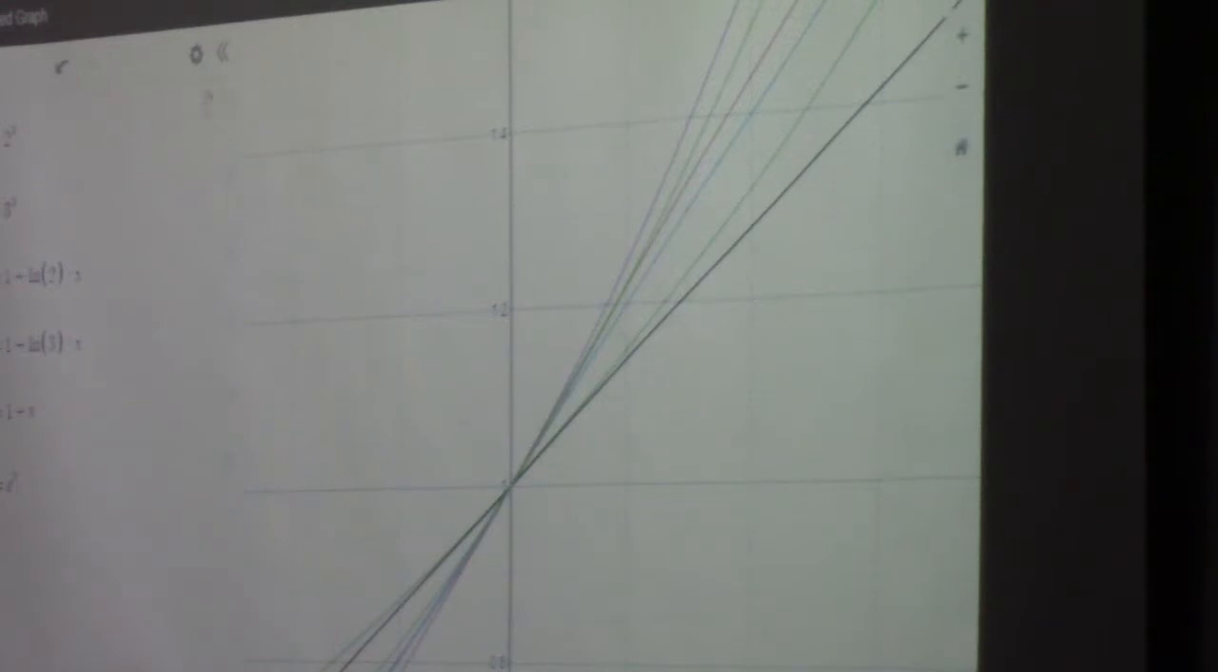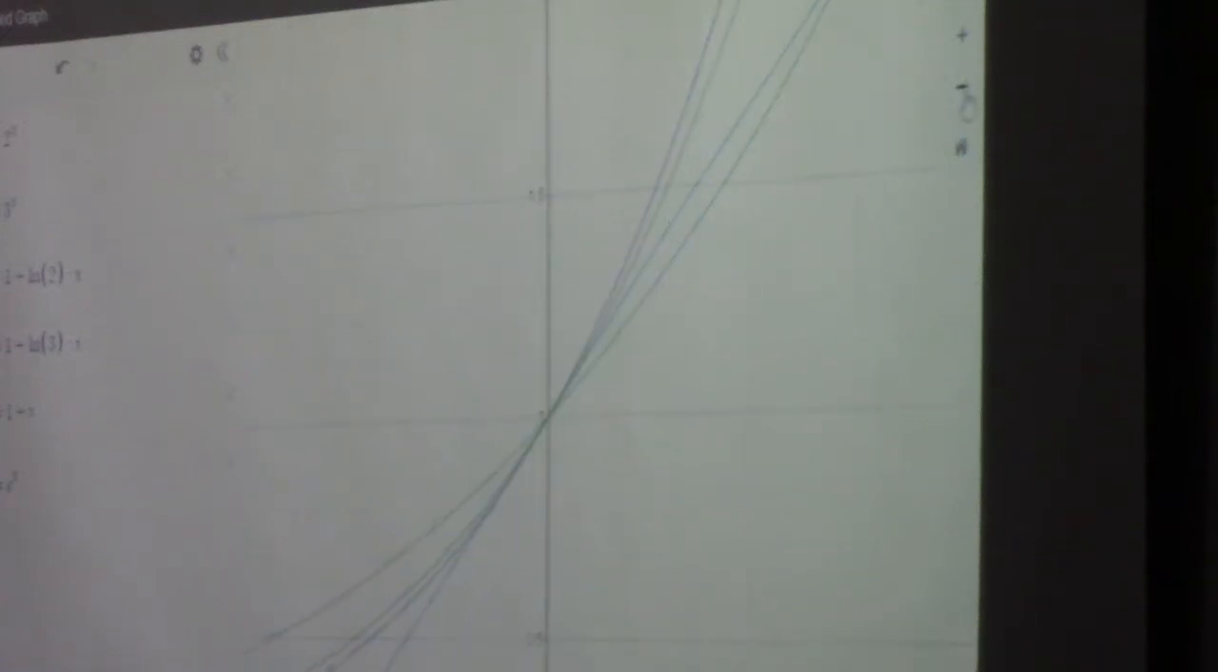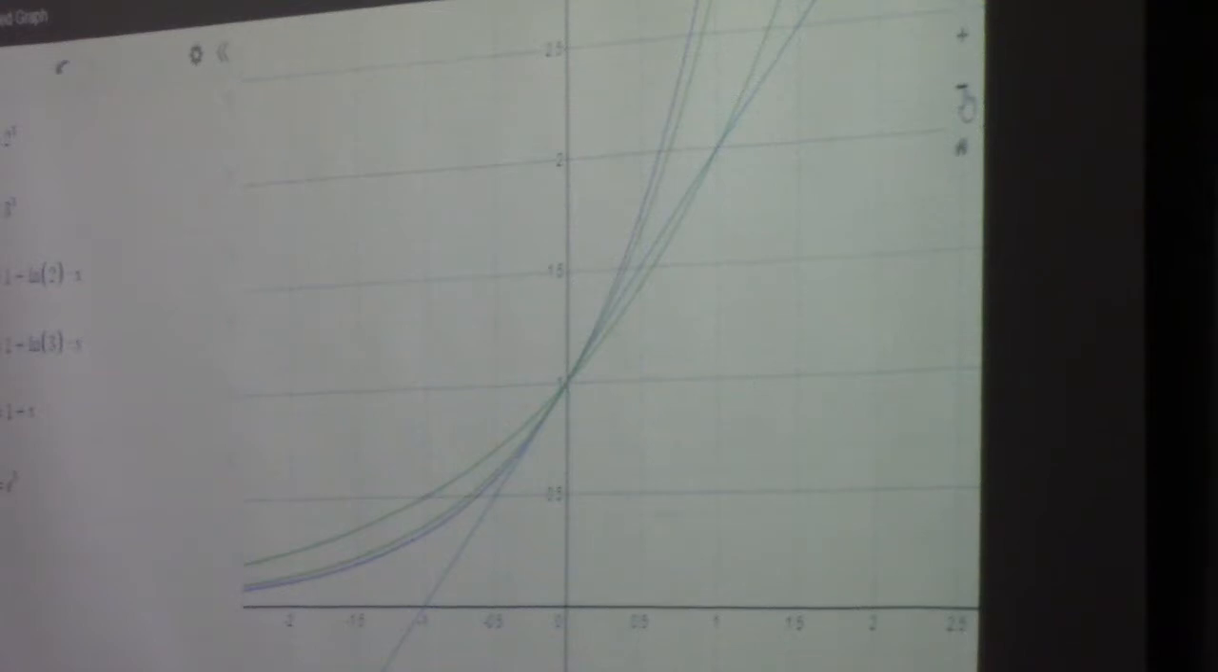Let me unselect these ones. Let me just leave on this one. Get rid of my tangent lines, except for the one that's interesting. So here, I'm going to zoom out a bit. The green line in the middle is what's called e to the x. It's between 3 to the x and 2 to the x. But e to the x is the special function, which has a tangent line through the origin, with y-intercept 1 and a slope of 1.